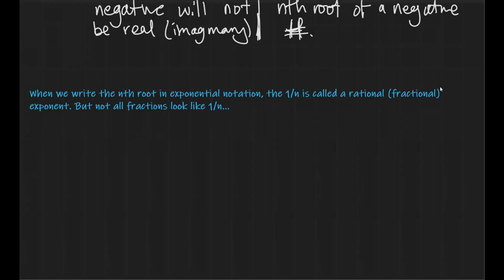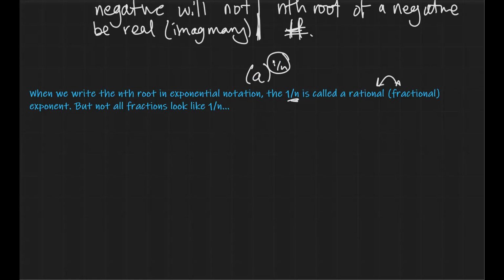Let's go ahead and now talk about rational exponents, okay? So when we write the nth root in exponential notation, what does that mean? That means that when we take the nth root of a, for example, we write it instead as a to the 1 over n power, okay? The 1 over n is called a rational or sometimes fractional exponent. Those are interchangeable. We can say either one of these. This is called a rational exponent, okay?